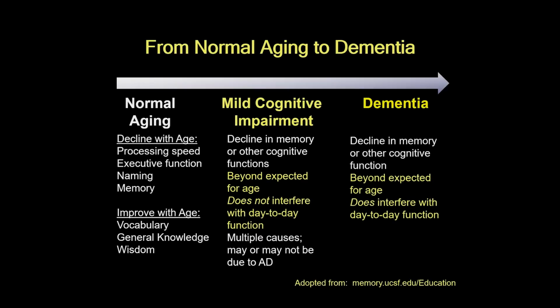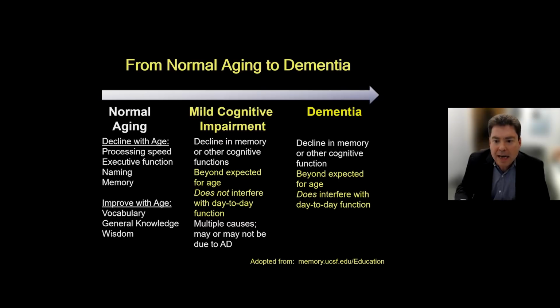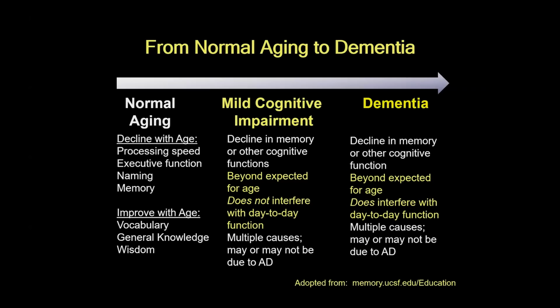And the definition of dementia is a decline in memory or other cognitive functions that is beyond what can be expected for age. So the difference about dementia is that the decline in memory or cognition does interfere with day-to-day functions. So people do need help now doing their finances, monitoring their medications, doing some daily tasks. And that really is what differentiates dementia from mild cognitive impairment. And again, dementia can be due to multiple causes.